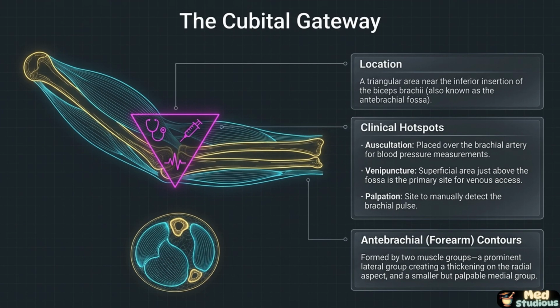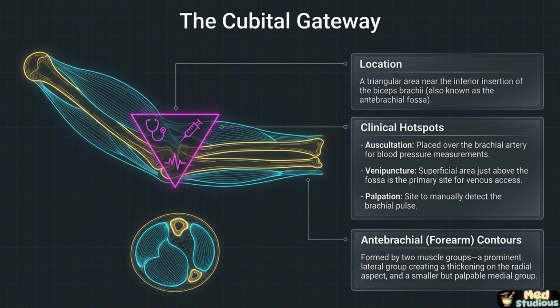Nowhere in the upper limb is the clinical density of surface anatomy more concentrated than in the cubital fossa, a small triangular depression at the anterior elbow, also called the antebrachial fossa. Located at the inferior insertion of the biceps brachii tendon, this region is a gateway for 3 critical clinical procedures simultaneously. First, for blood pressure measurement.